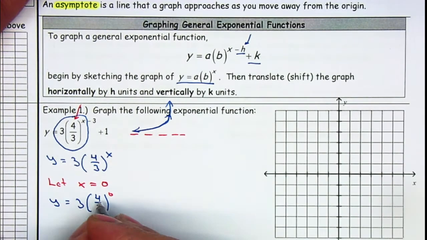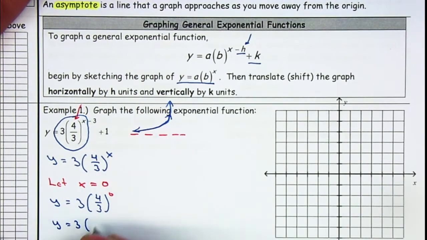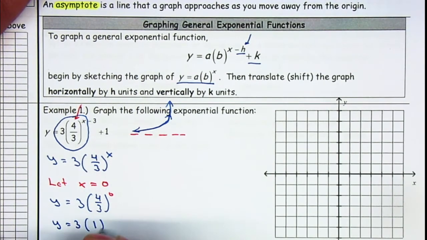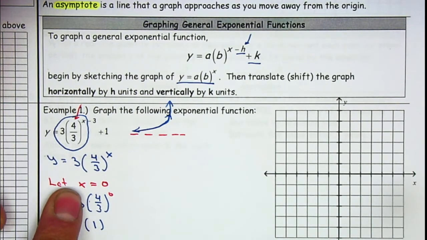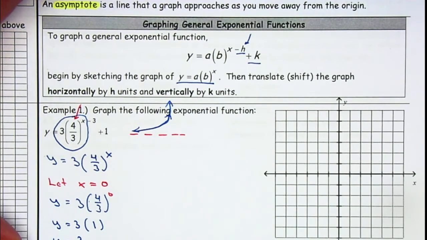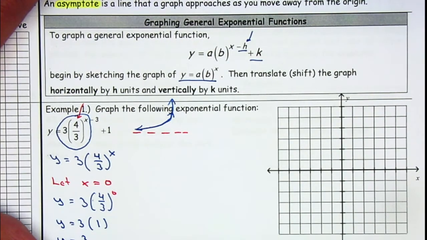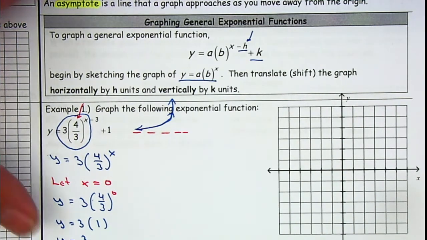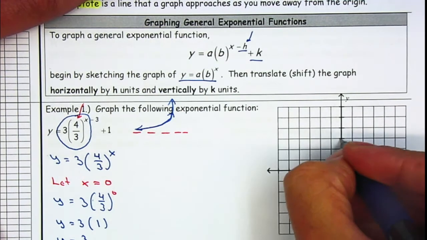Now anything to the 0 power, we know that is equal to 1. So y is equal to 3 times 1. 4/3 to the 0 is equal to 1. Then I multiply, so y is equal to 3. So that will give me a point. The x value is 0. The corresponding y value is 3. So my first point is (0, 3), which is over here.